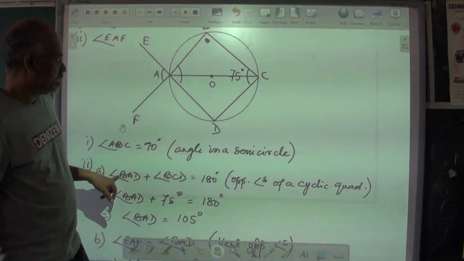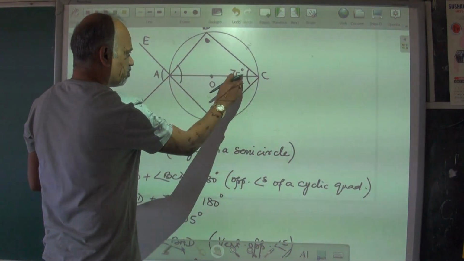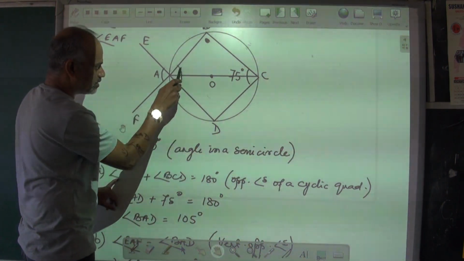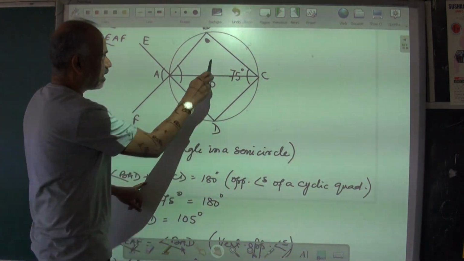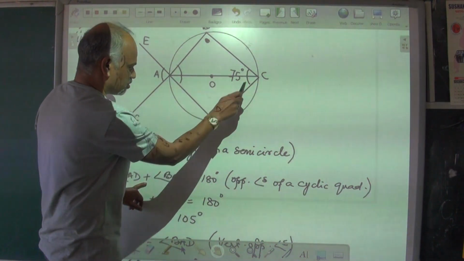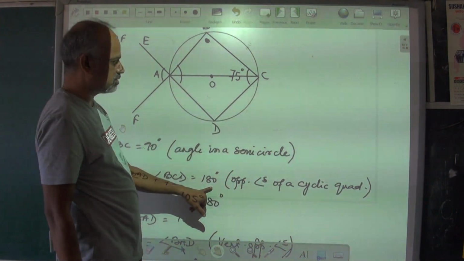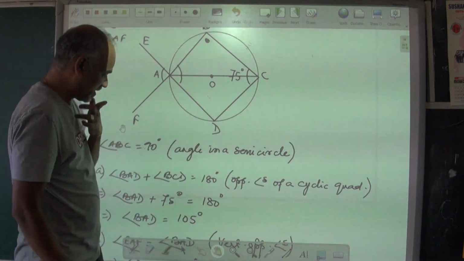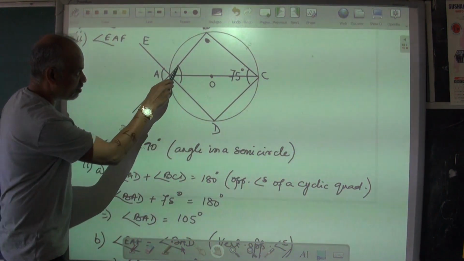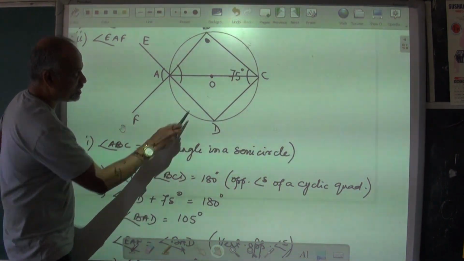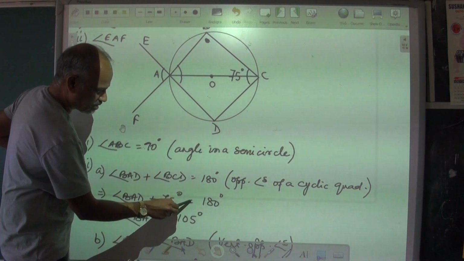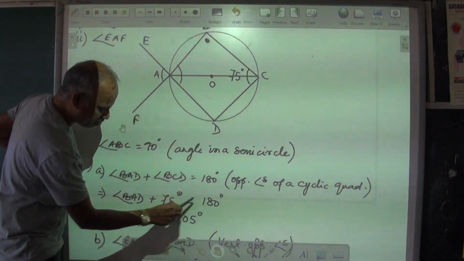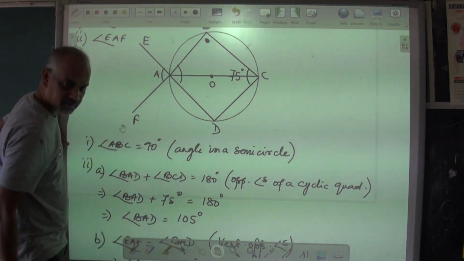So our next statement is, if you add this and this, it should give you 180 degrees. That is angle BAD plus angle BCD should give you 180 degrees. Reason: opposite angles of a cyclic quadrilateral. BAD is what we are going to find, plus BCD is 75, is equal to 180. Shift the 75 that side. BAD is 180 minus 75, that gives you 105.